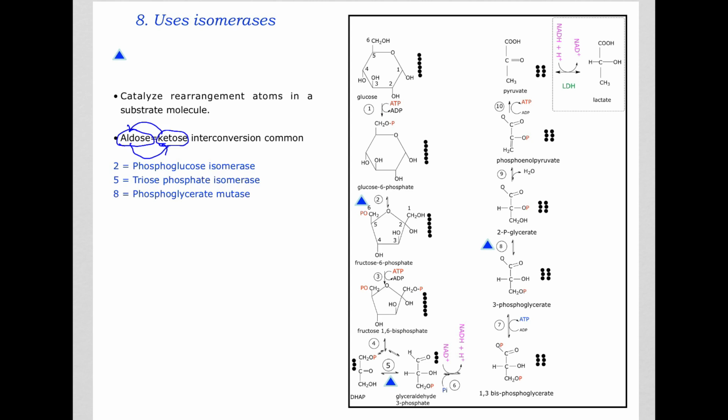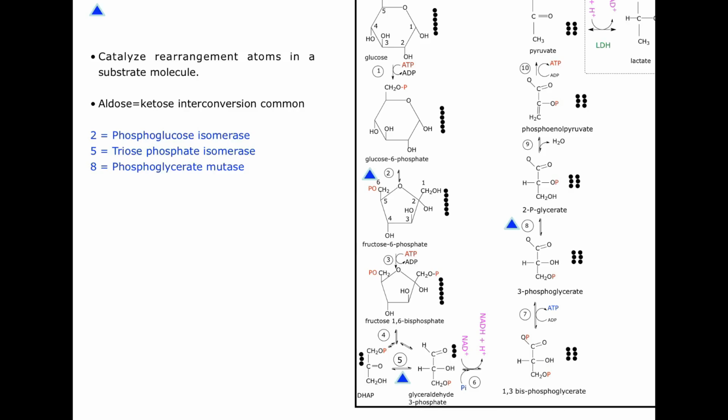Converting an aldehyde to a ketone is a very common reaction in metabolism, and it's an isomerization reaction that uses the enzyme isomerase. You can see, for example, in reaction number 2, glucose 6-phosphate is converted to fructose 6-phosphate. Remember, glucose is an aldose, fructose is a ketose. Glucose has an aldehyde group, which you cannot see because of the cyclic form. Fructose has a ketone group, which again you cannot see because of the cyclic form.